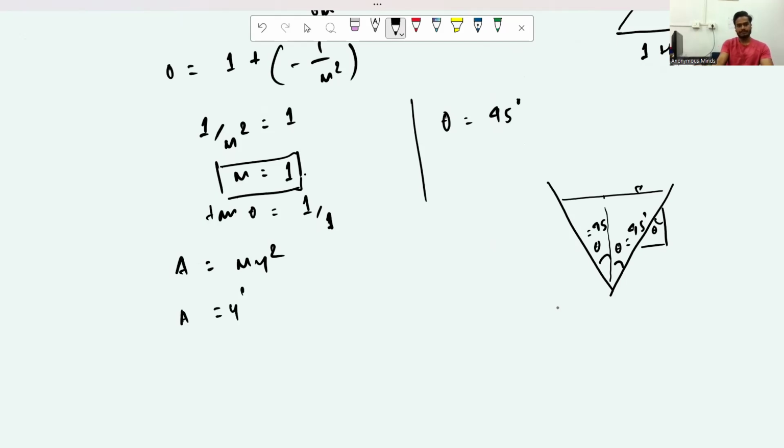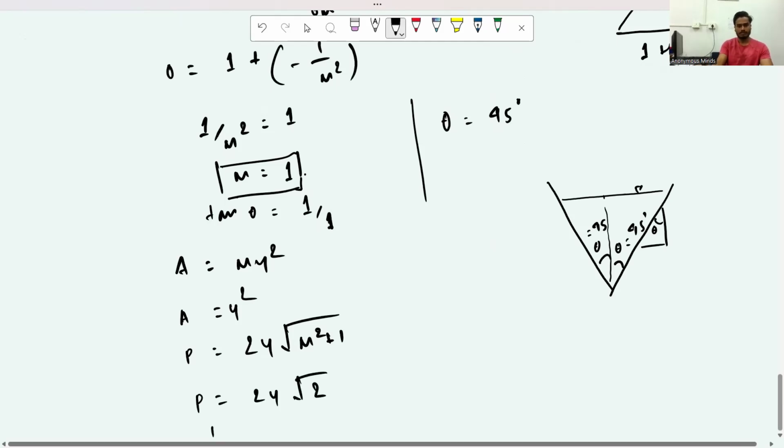So I can write area is equal to my square, which will be equal to y square only, and P is equal to 2y under root m square plus 1. Here m is equal to 1, so our P will become 2y under root 2. I can write P is equal to 2 under root 2 y.